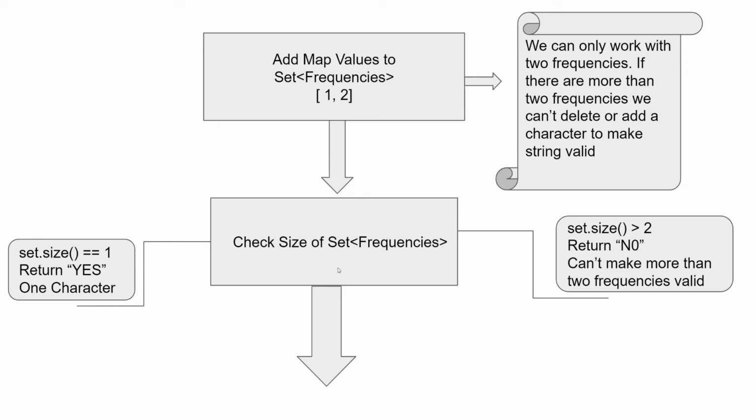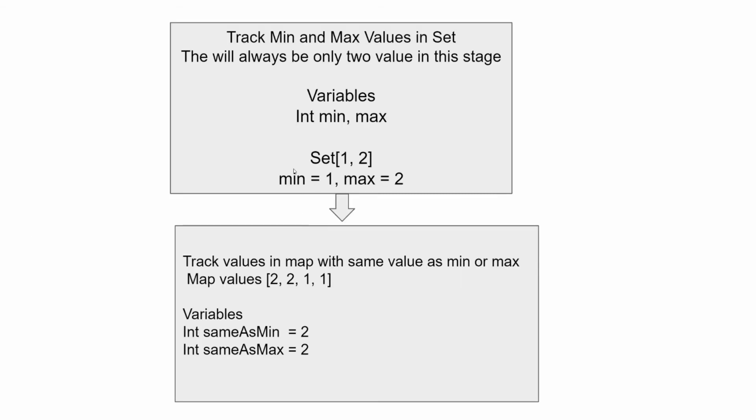So we get down here to where we check the size. If the size is just 2, then we need to go down and figure out if we can still get those 2 frequencies to make this string valid. So let's go down. What we have to do is track our min and our max values within the set. In this case, we're only going to have two values in this stage. We're going to have the min variable and the max variable. So in our set, we have 1 and 2. So obviously, our min is going to be 1 and the max is going to be 2.